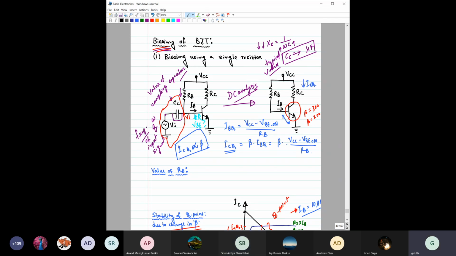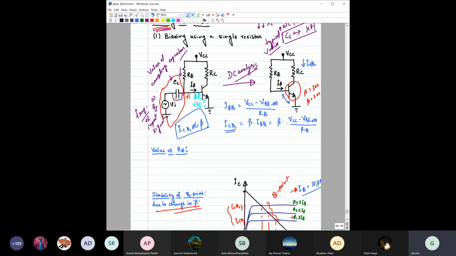Right, but this will come at some cost. What is the cost? Say this IB, what is the typical value of IB? The typical value of IB will be in microamps, say like 10 microamps. So if this IB is 10 microamps, then from here we know this is V of BE on, and say this VCC is 12 volt.